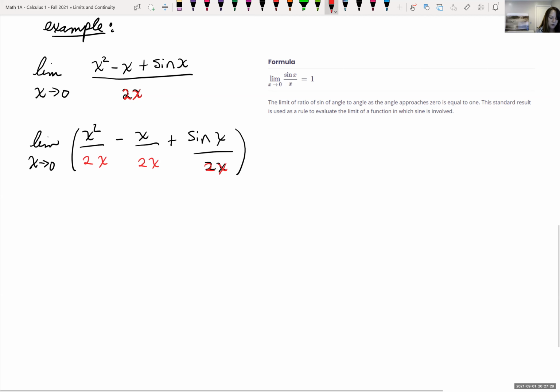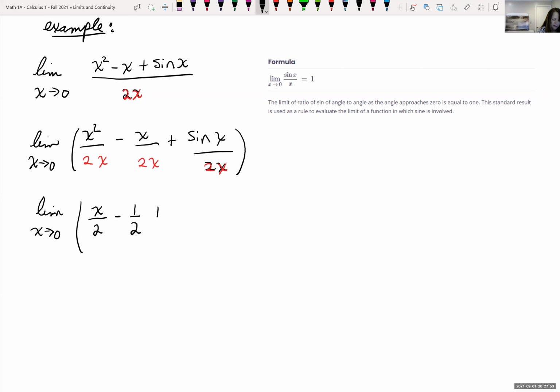So we can use our rules of exponents, right? So the limit as x goes to 0. So x squared divided by 2x. So we can cancel an x in the numerator with the x in the denominator. So we're left with x in the numerator over 2. Minus, so x over 2x, both of the x's cancel, and I'm left with 1/2 plus sine of x all over.